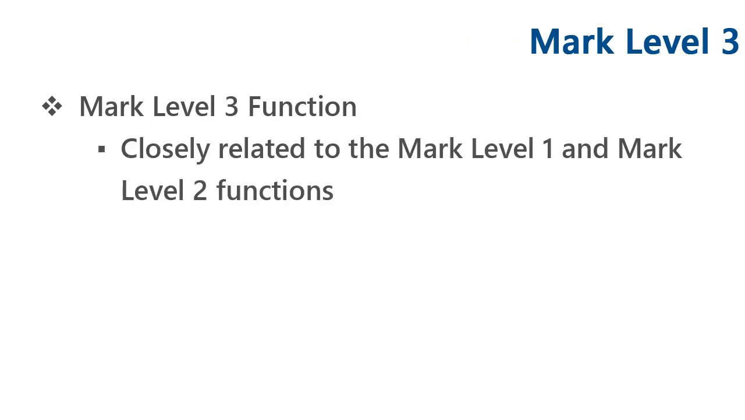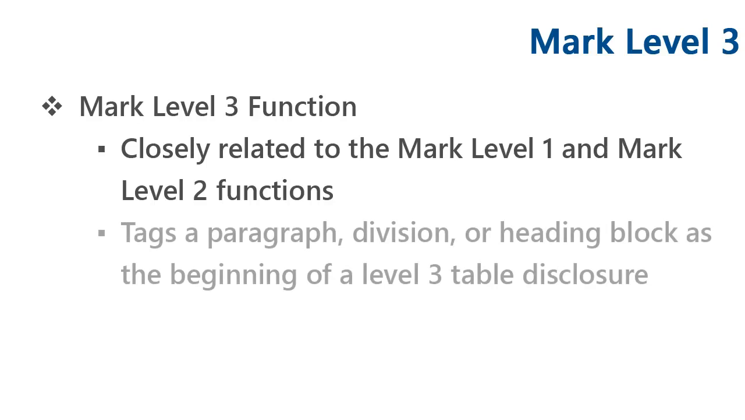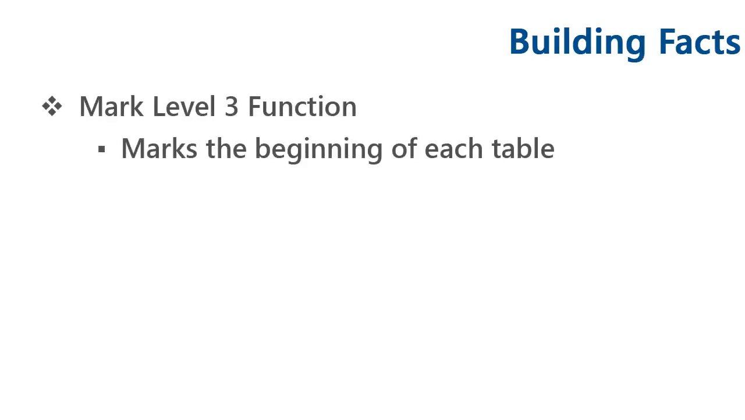This function is related very closely to the Mark Level 1 and Mark Level 2 functions we have used in previous tutorials. You can use the Mark Level 3 function to tag a paragraph, division, or heading block as the beginning of a Level 3 table. The Mark Level 3 tool marks the beginning of each table.